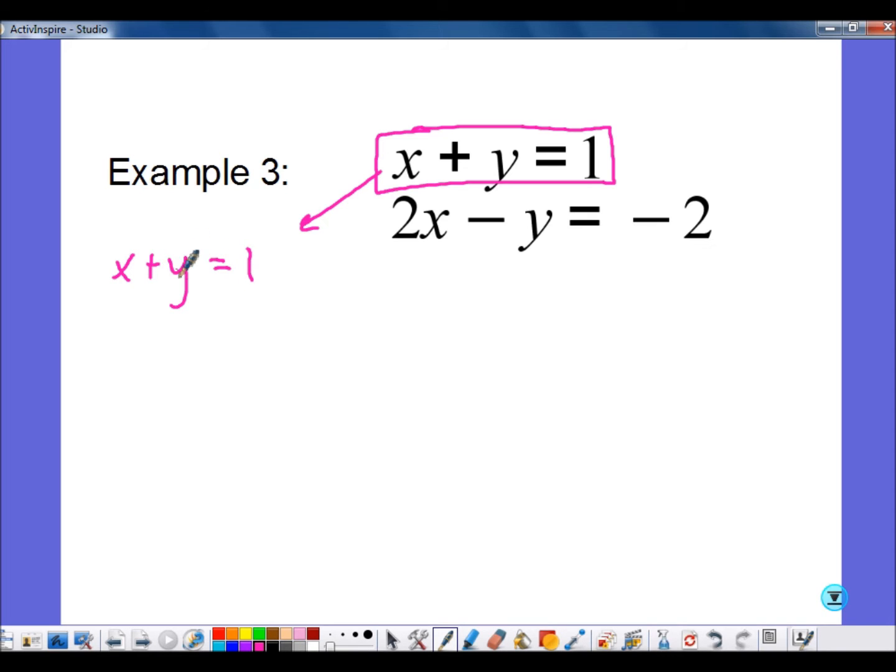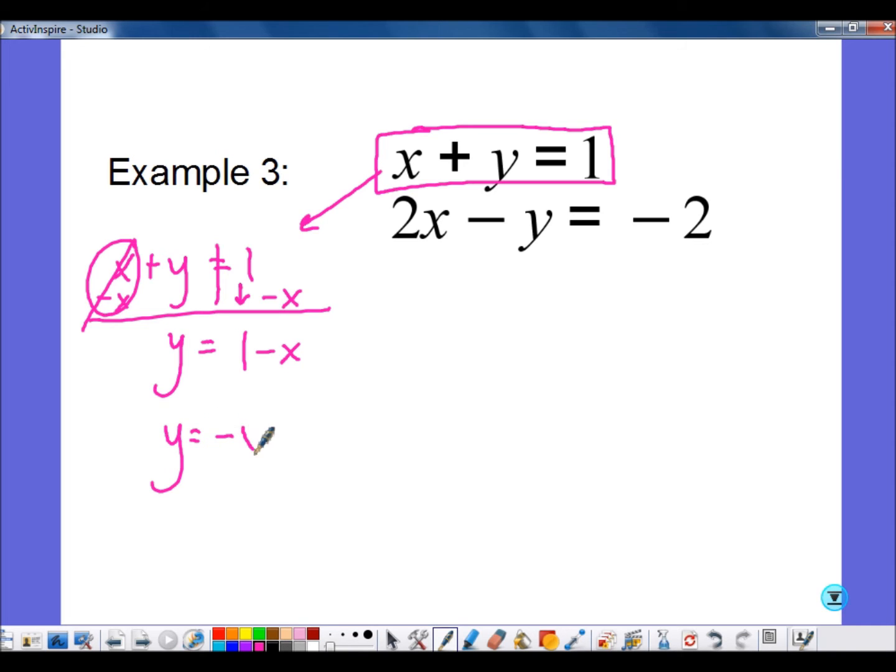So I'm going to get y alone, so I'm going to subtract x from both sides. So remember, I can't put it underneath the 1 because x and 1 don't match. So now I have y equals 1 minus x. Now, I'm also going to rewrite it so I have it in the correct standard form, y equals negative x plus 1. And this is what I'm going to use. So now I have y alone. So now I'm going to box it up, chalk it up, and I'm going to plug it in like a cord in a socket.